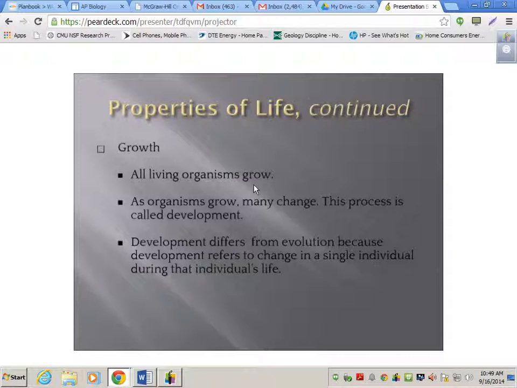So development differs from evolution because development refers to change in a single individual during that individual's life. You don't evolve as you develop. You develop. Now, if you have children and they're different than you, that's evolution. One's changing in the individual, that's development. One's changing from one generation to the next, that's evolution. I told you evolution doesn't have to be that controversial. If you're different from one generation to the next, that's evolution.